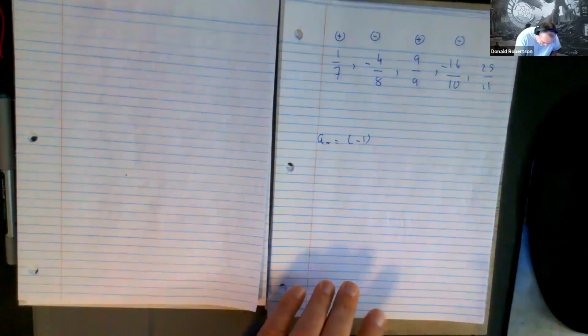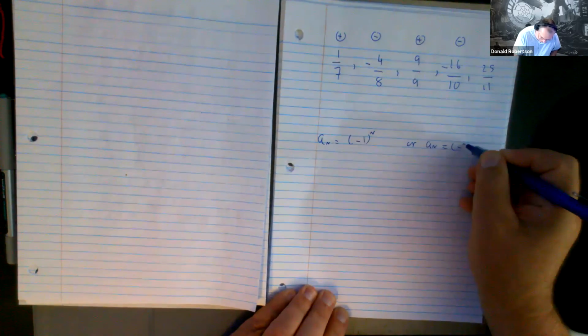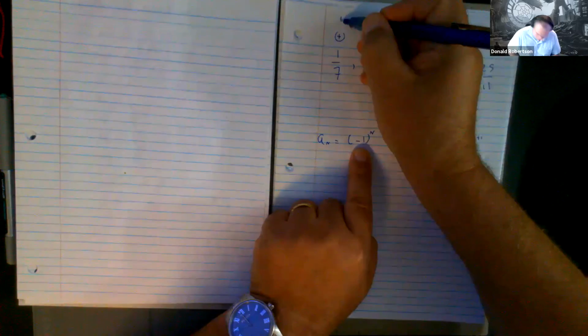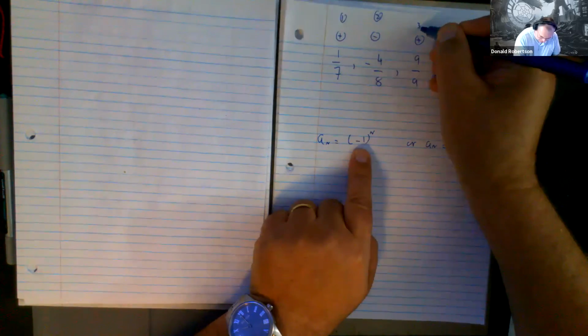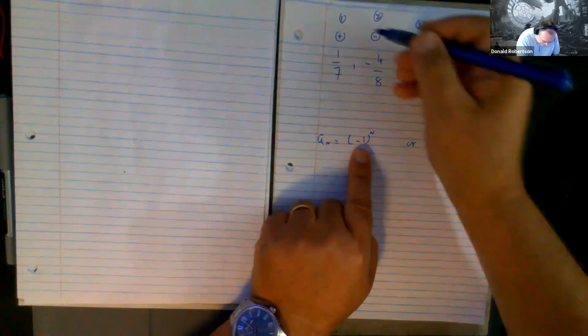I know how to generate that. It's going to be generated by (-1)^n, or it's going to be generated by (-1)^(n+1), right? That's how you generate plus and minus patterns, right? Now, the first term should be positive, right? The second term should be negative, the third term, and then the fourth term, right? So 1, 2, 3, 4. These are representing the n values.